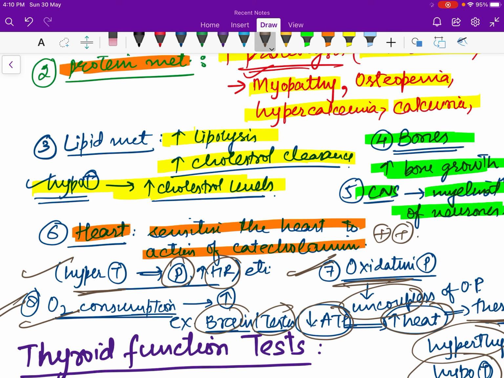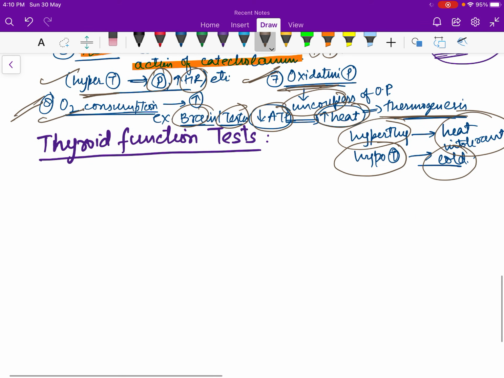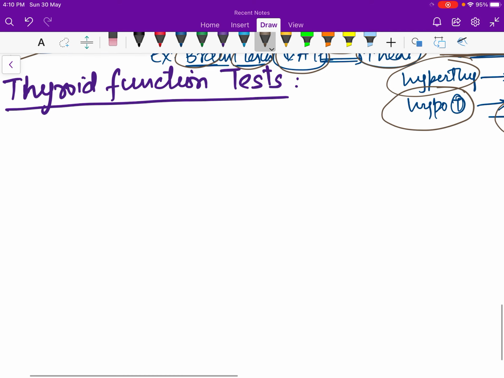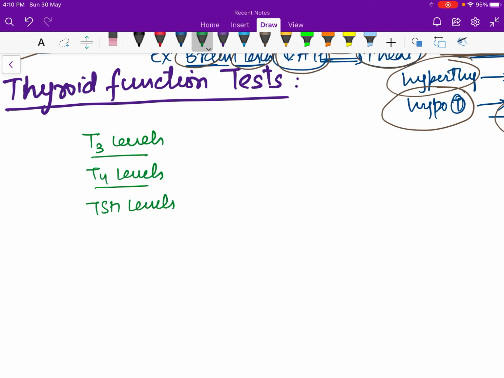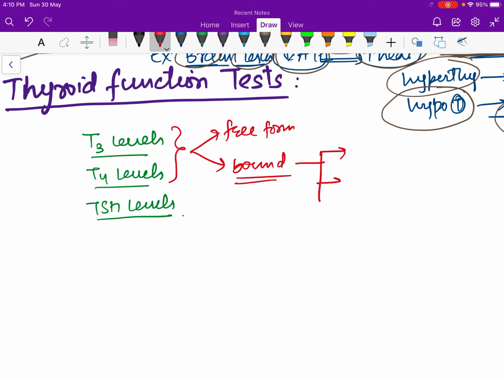Now let's discuss another important topic called thyroid function test. In the thyroid function test, T3 levels, T4 levels, and TSH levels are measured. Now, T3 and T4 are available in free form as well as in bound form.